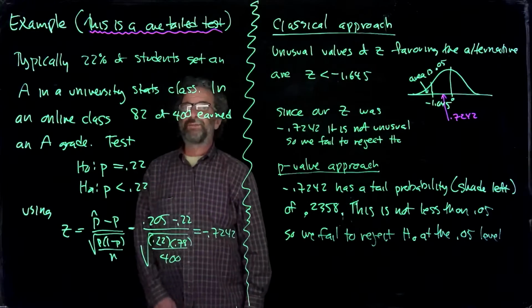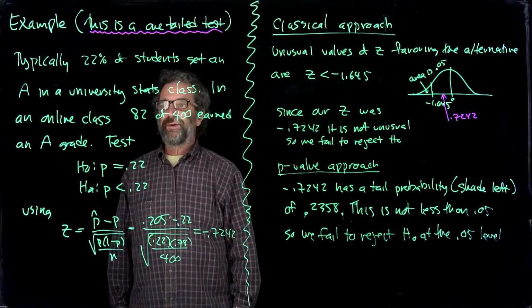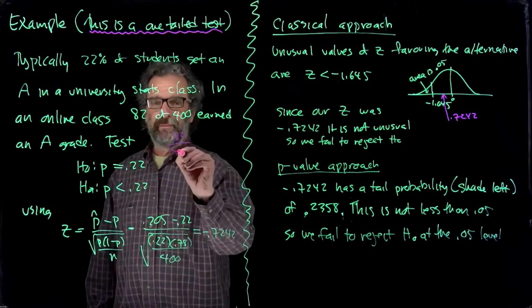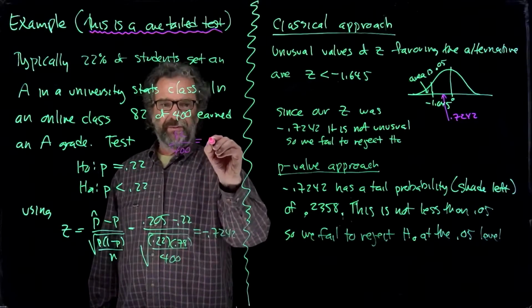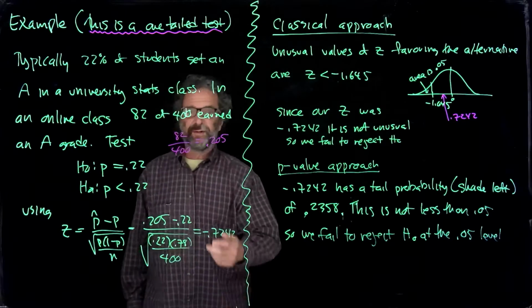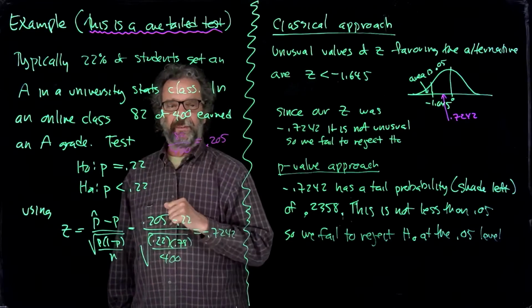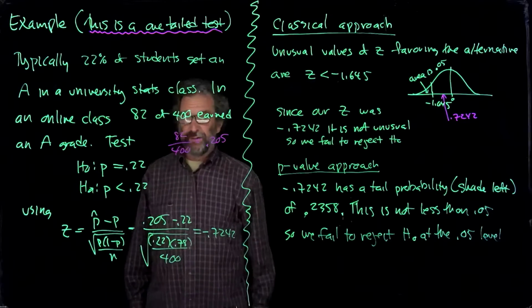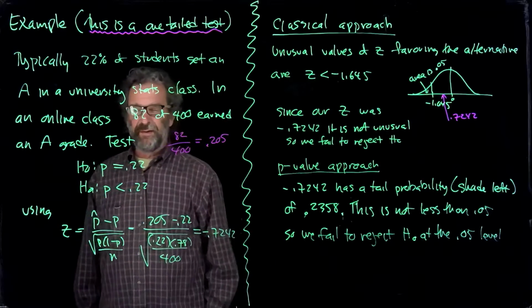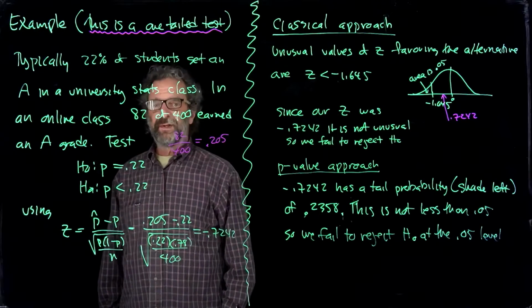So it's typically 22% of students get an A in a university stats class. In an online class, 82 out of 400 earned an A. So 82 out of 400 is 0.205. 20% of 400 is 80, and then 0.005 will give you 2 more to make 82, so 0.205. Or just 82 divided by 400 is 0.205. So that's less than 22%, but is it far enough away that we can claim that something different is happening in this online class compared to the usual case of 22%?